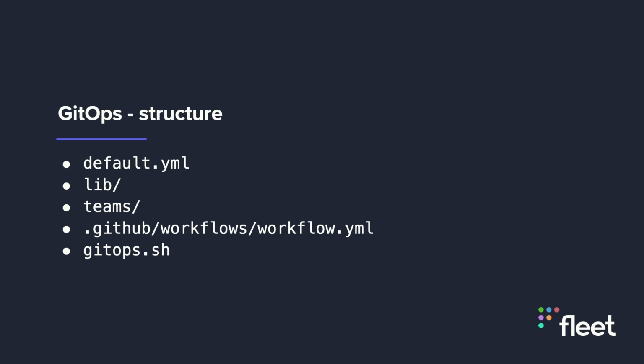And then we have an example workflow for GitHub. And this will kick off the GitHub Actions workflow to apply this configuration to your Fleet instance. And then finally, we have the GitOps script that applies the configuration using the fleetctl gitops command. So that's GitOps.